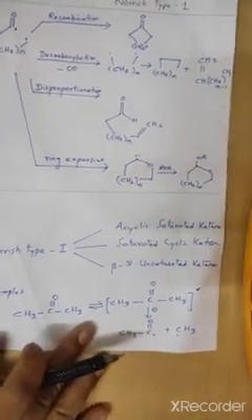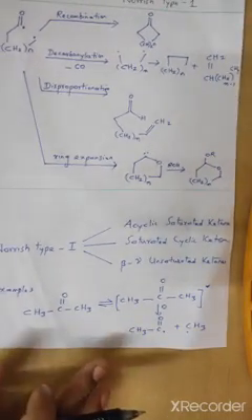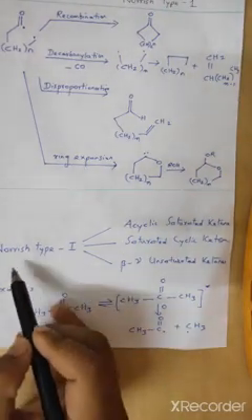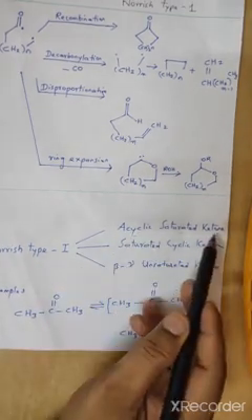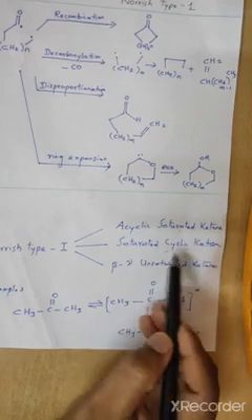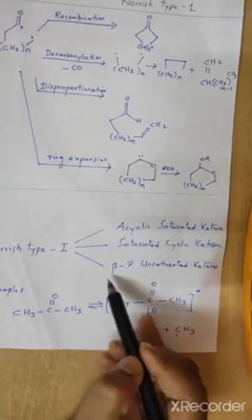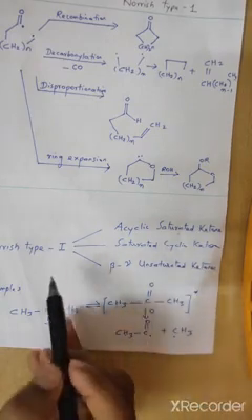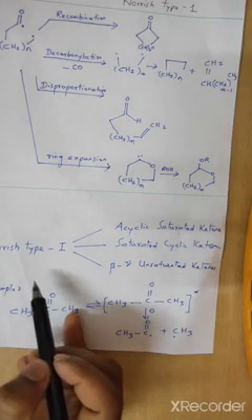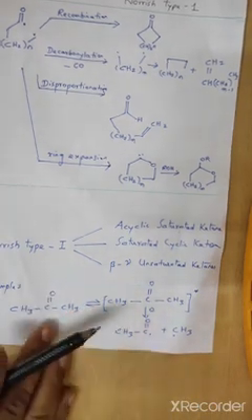Next, the Norrish-Type 1 reaction: acyclic saturated ketones, saturated cyclic ketones, or beta-gamma unsaturated ketones. From these we will help understand the examples.